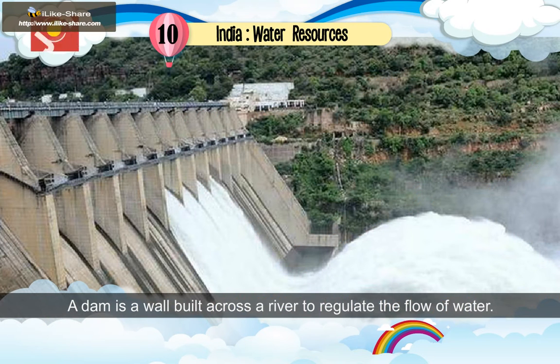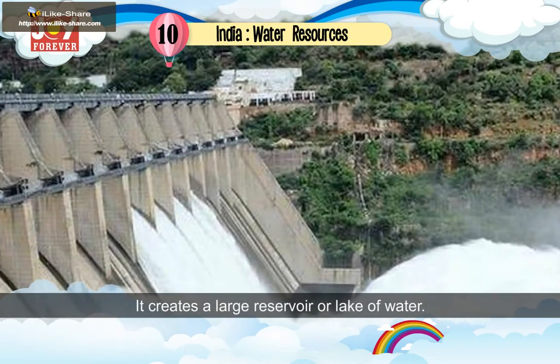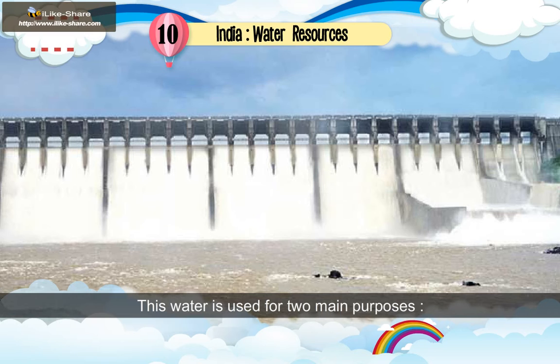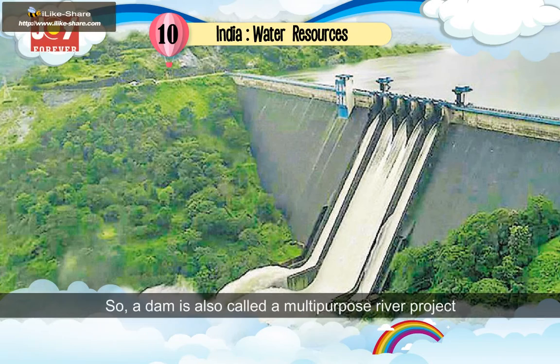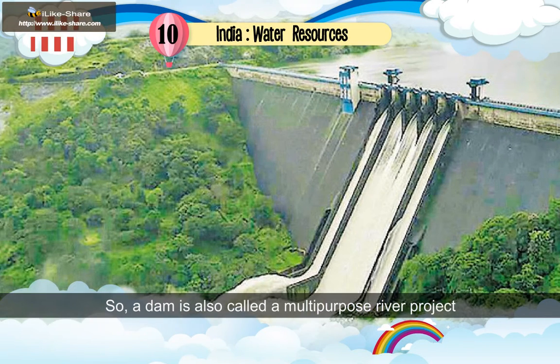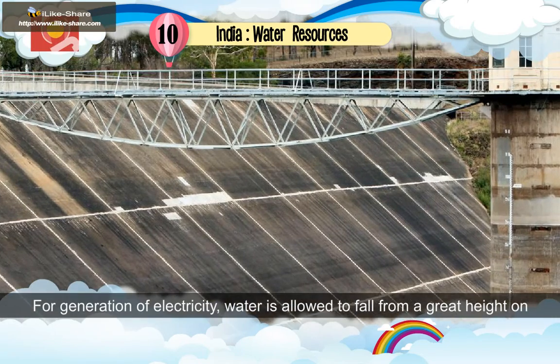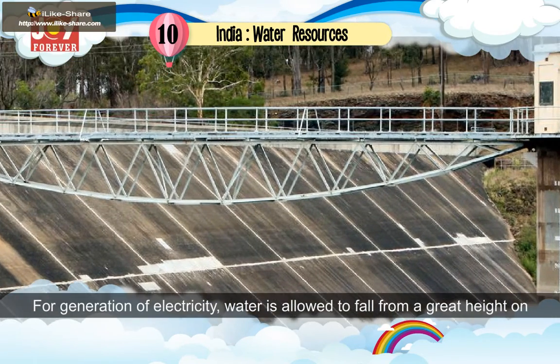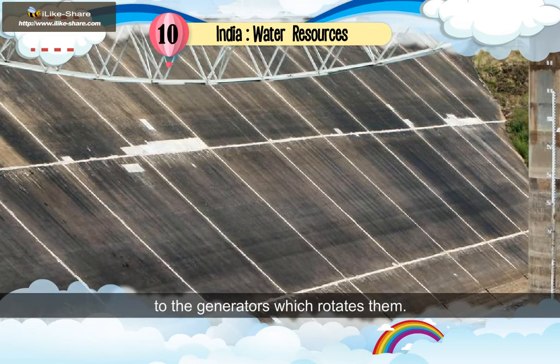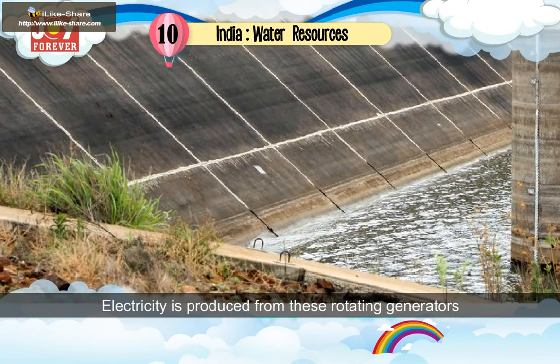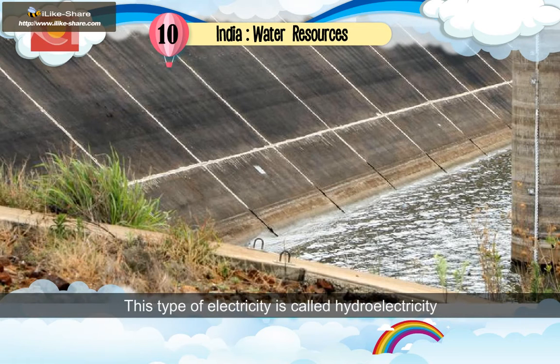4. Dams. A dam is a wall built across a river to regulate the flow of water. It creates a large reservoir or lake of water. This water is used for two main purposes: irrigation and generation of electricity. So, a dam is also called a multi-purpose river project. For irrigation, canals are dug from the dam to different areas. For generation of electricity, water is allowed to fall from a great height onto the generators, which rotates them. Electricity is produced from these rotating generators. This type of electricity is called hydroelectricity.